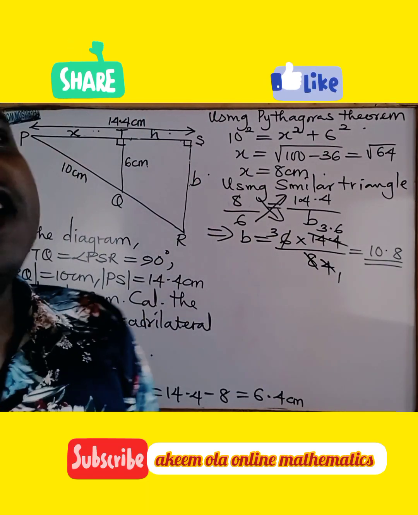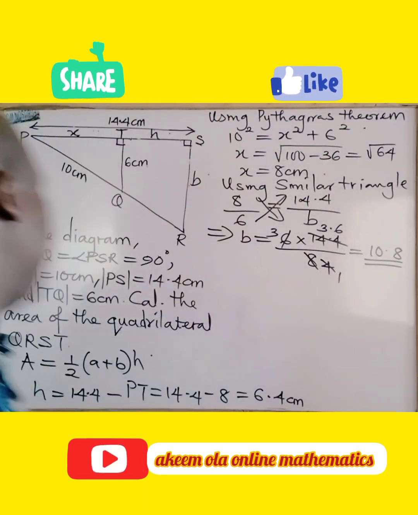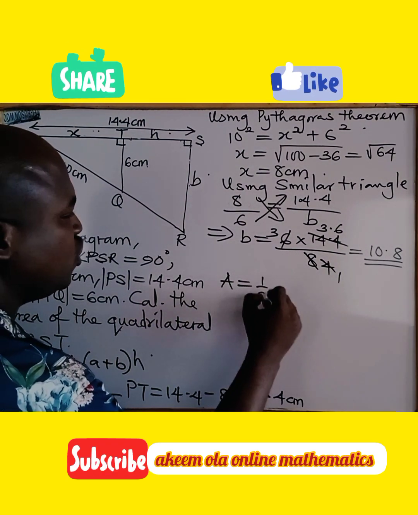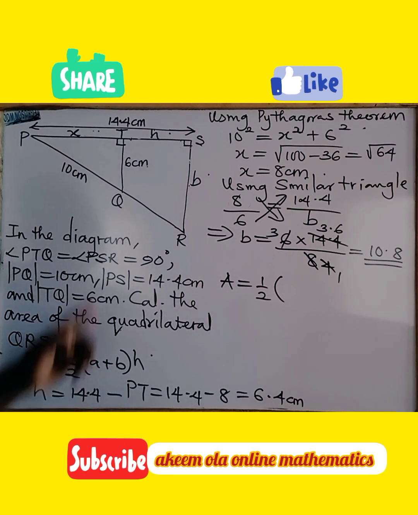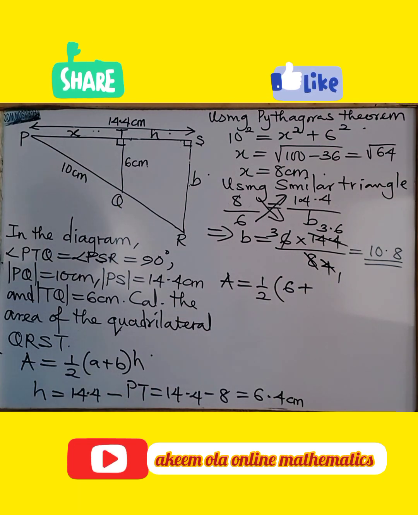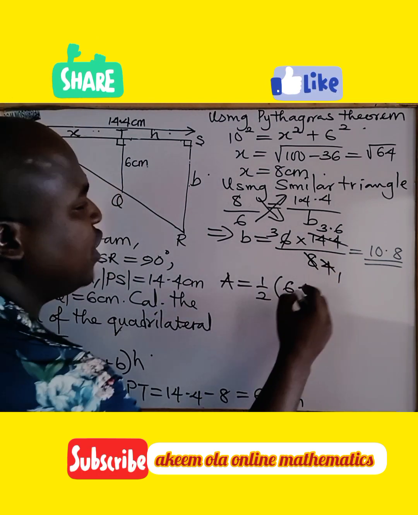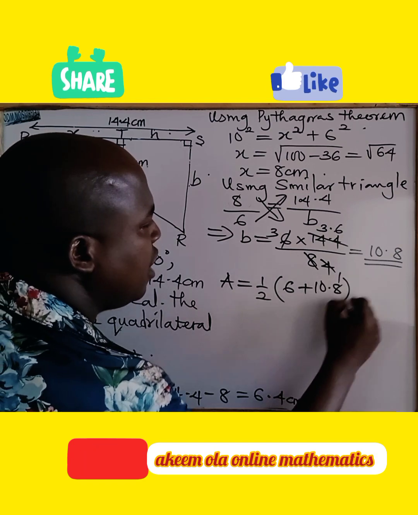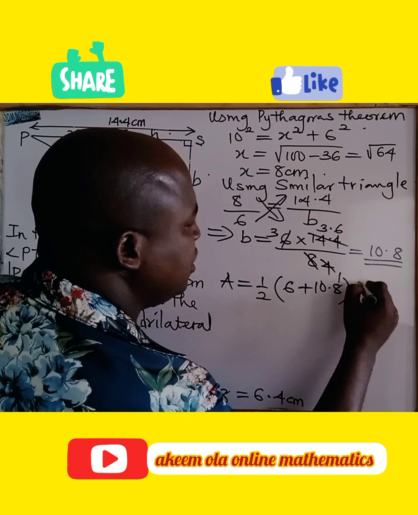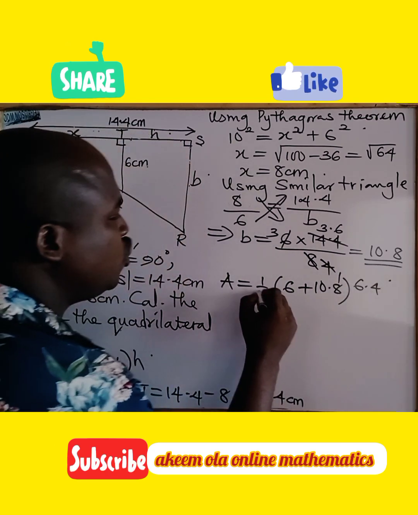Now we can easily find the area of the quadrilateral QRST because all the unknowns are found. That means the area will be equal to 1 over 2 into, what is our A? Our A is 6. Plus, what is our B? Our B is what we got before. That's 10.8. Then we have our H. What is our H? 6.4. So 2 here is 1, 2 here is 3.2.